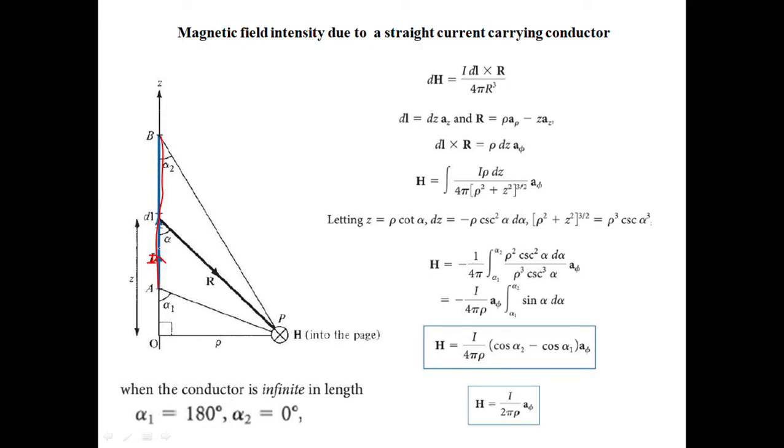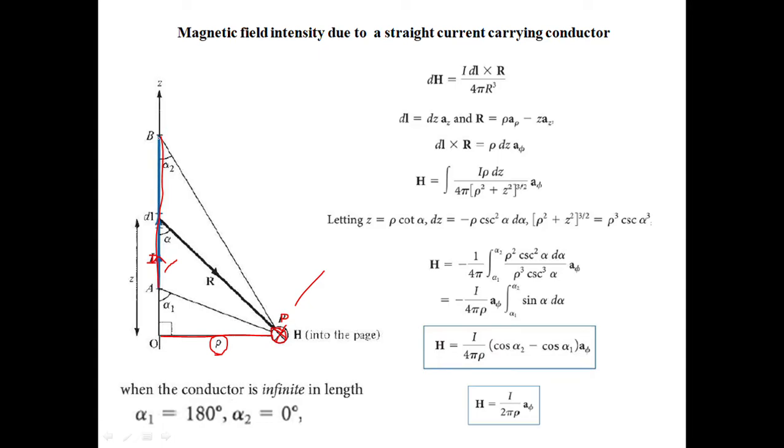So whenever you have a current carrying conductor, we know that there will be a magnetic field produced around it, right? Now what we are doing is finding the magnetic field intensity at some point P, where the perpendicular distance between the line and the point is rho, right? The perpendicular distance between the line and the point P is rho.